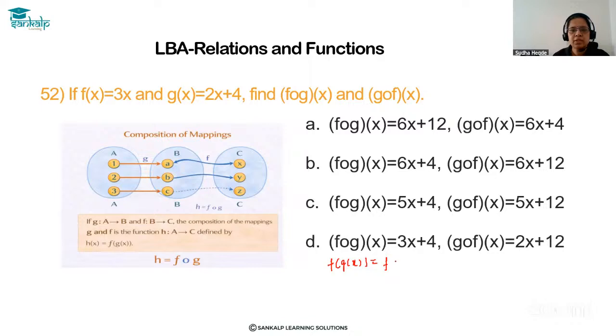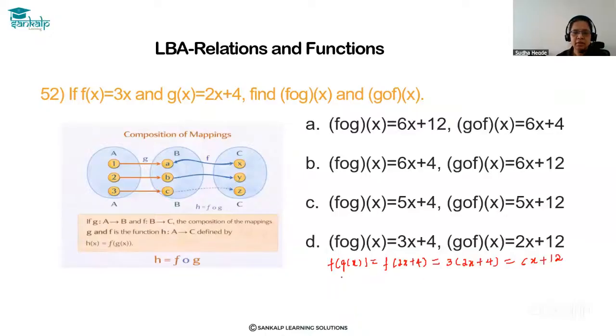What is g of x? It is 2x plus 4. That is equal to, now replace x by 2x plus 4 in f of x is equal to 3x. So 3 into 2x plus 4. That is equal to 6x plus 12. Okay, that is f composition g of x.